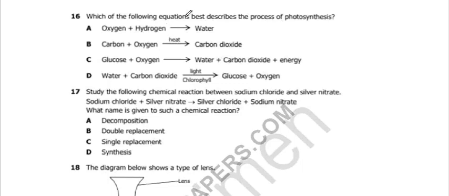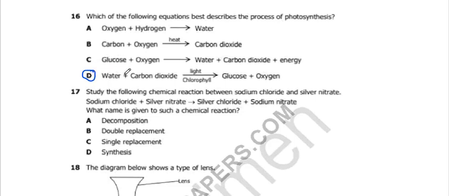Question number 16. Which of the following equations best describes the process of photosynthesis? So what is photosynthesis? Process by which plants make their own food, right? How do they make their own food? By mixing water and carbon dioxide. So photosynthesis is a process by which plants make their own food through the reaction of water and carbon dioxide with the help of light and chlorophyll. So from that definition, we can conclude the correct answer is D.